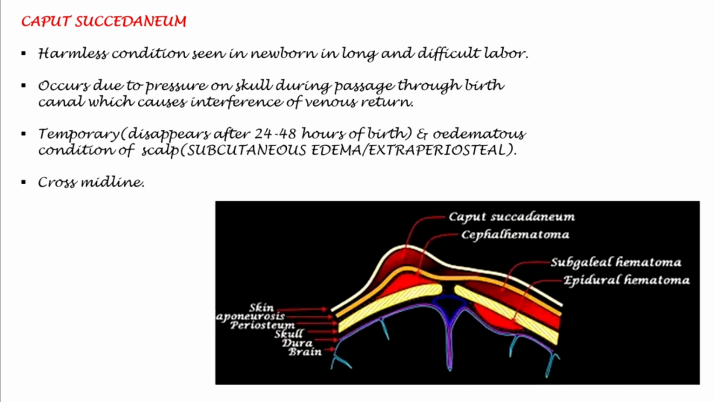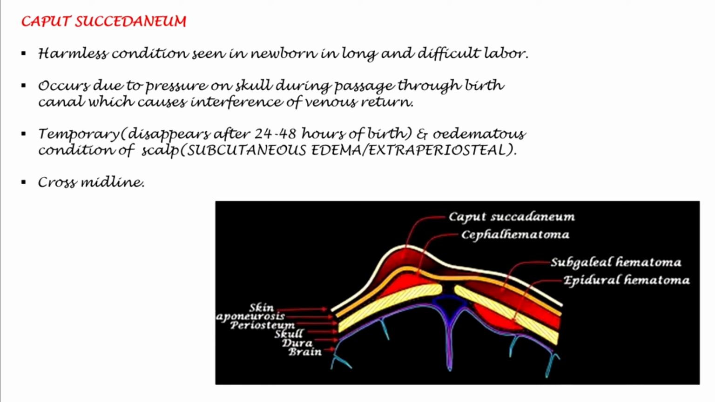Caput succedaneum. It is a harmless condition seen in newborns in long and difficult labor. It occurs due to excessive pressure on the skull during passage through the vaginal canal. It causes interference of venous return in the baby. It is temporary. It disappears after 24 to 48 hours of birth, and it is an edematous condition of the scalp. It is often subcutaneous and extraperiosteal, unlike the cephalohematoma, which is subperiosteal. This caput succedaneum can cross the midline, unlike the cephalohematoma, which is restricted to one bone between the sutures.